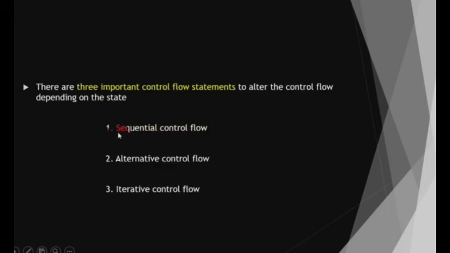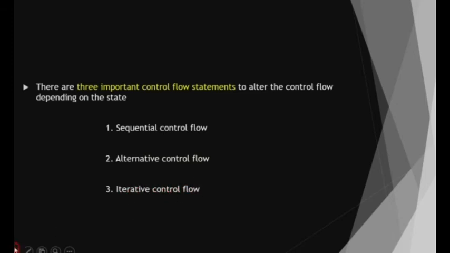Okay, so the commonly used control flows are given here. There are 3 important control flow statements to alter the control flow depending on the state, that is, to alter the execution of the statements based on the state of the process. How many control flows are used? There are 3 different types of control flows. The first one is sequential control flow, another one is alternative control flow, and the third one is iterative control flow.